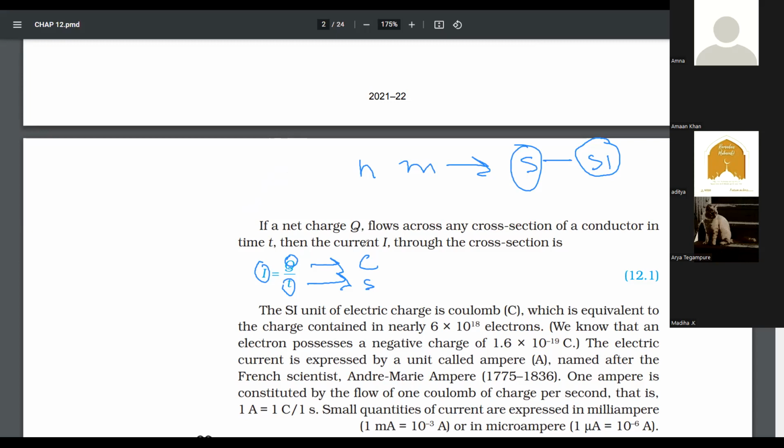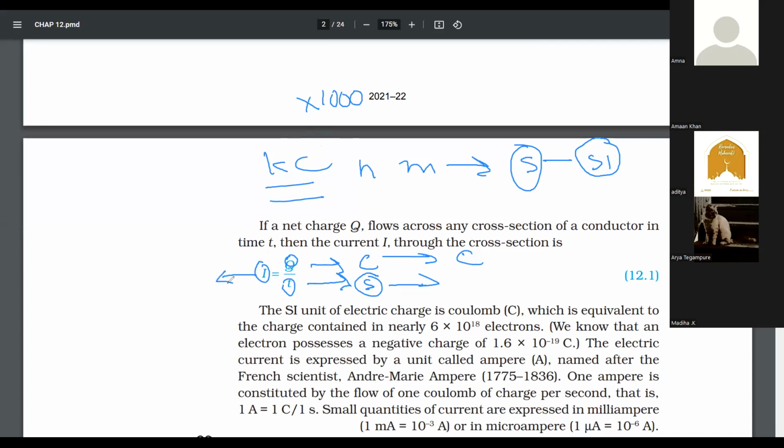So always, when you see time, it should always be in seconds. Always convert to seconds. Coulombs or charge, always convert to coulombs. Sometimes maybe it'll be given in kilocoulombs, which they probably won't, but if they do, you have to multiply by 1,000, because 1 kilocoulomb is equal to 1,000 coulombs.